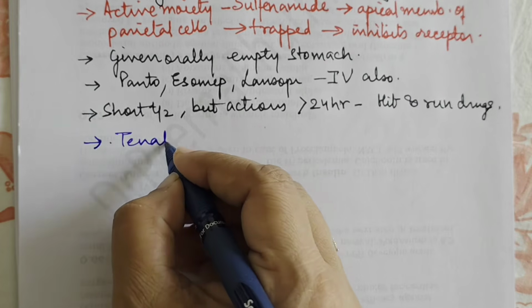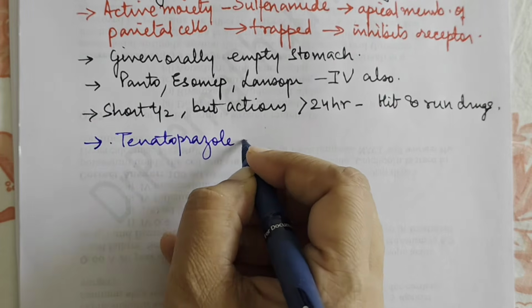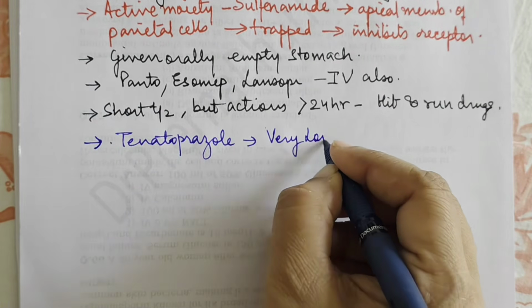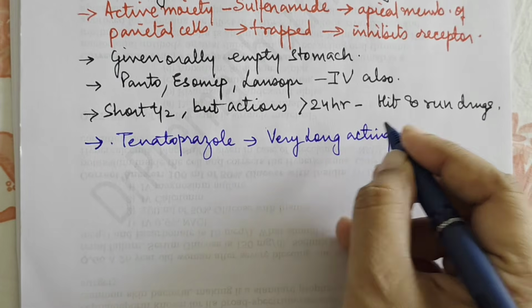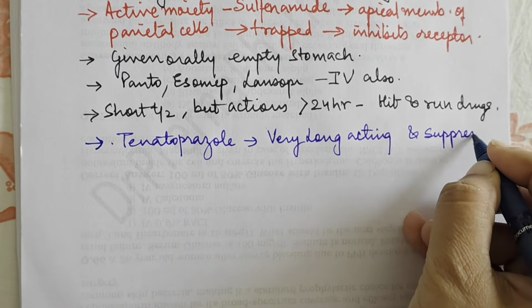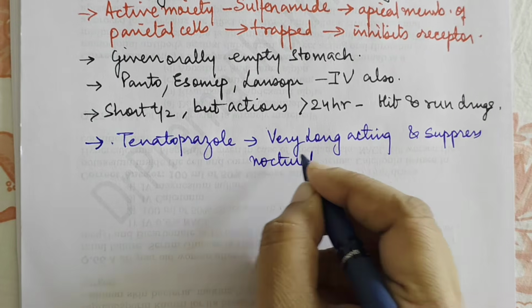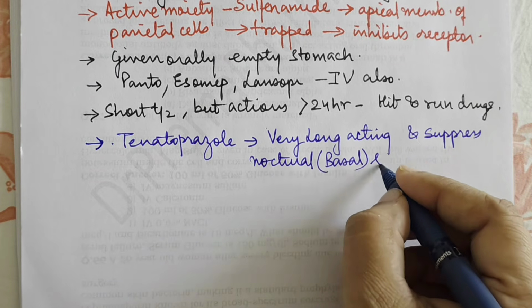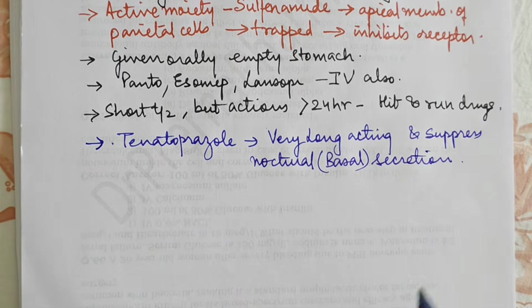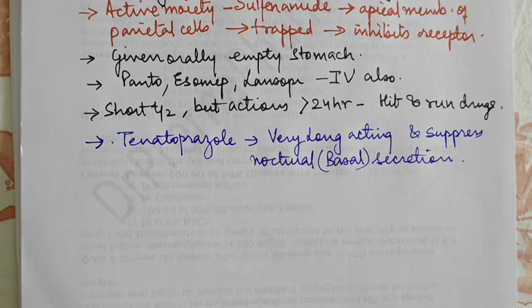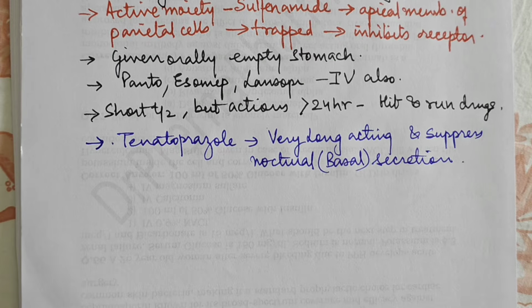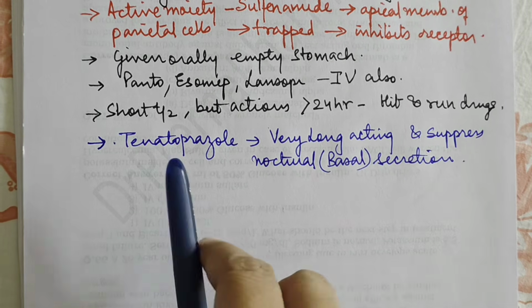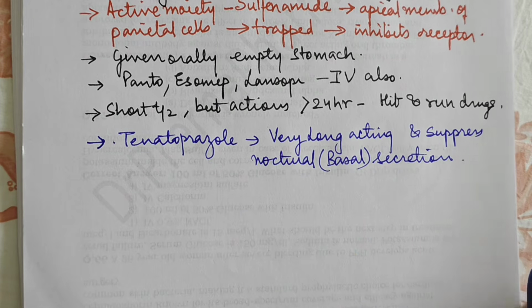Then next let's see, there is a drug called tenatoprazole. Now tenatoprazole is a very long acting PPI, and it suppresses the nocturnal secretion, and nocturnal secretion is also called basal secretion. There are two types of secretion, one is basal and one is stimulated. Stimulated is in response to food or the thought about food, and nocturnal or basal is when there is no food, no stimulus, and still there's a basic level of secretion. So tenatoprazole is found to inhibit this basal secretion also.